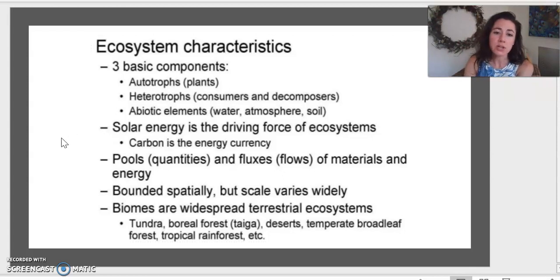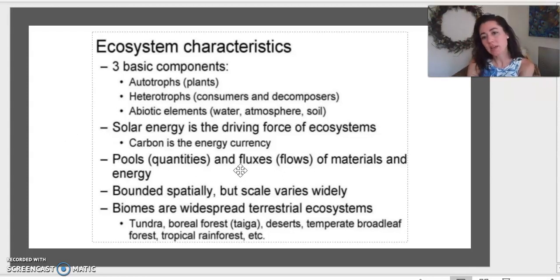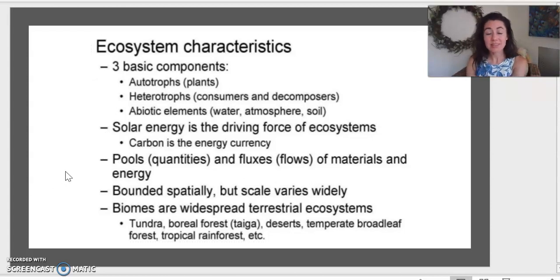So the next point right here, pools, quantities, and fluxes, flows of materials and energy. So basically what I just said about carbon, that's also true for things like phosphorus, nitrogen, other elements, and the sun's energy, and it will travel in cycles. And you can have ecosystems that are rich in certain resources, or ecosystems that don't have certain resources, or ecosystems that get them because they're seasonal.